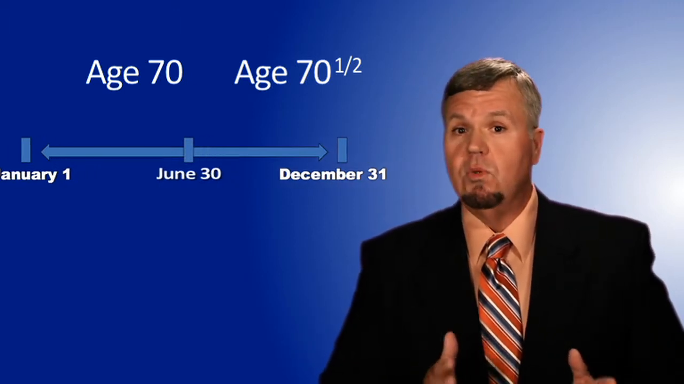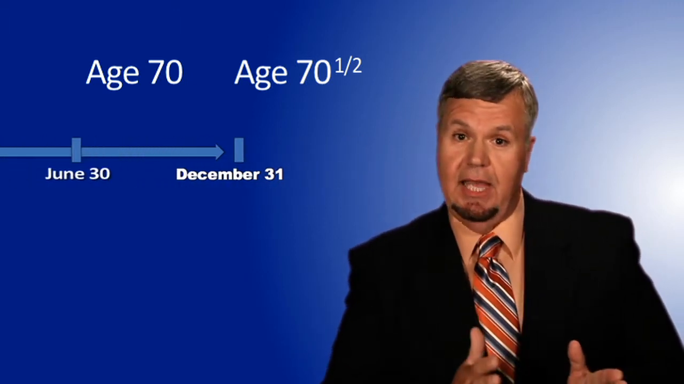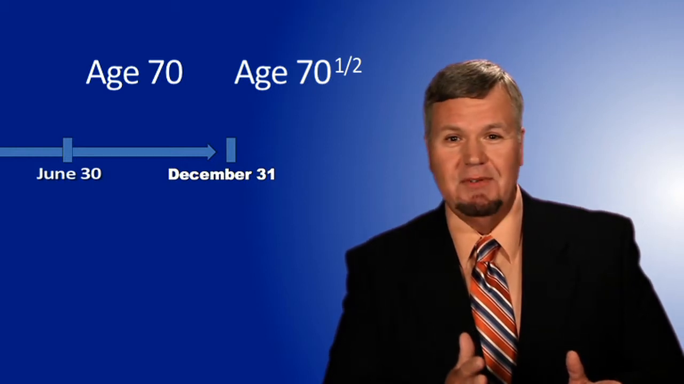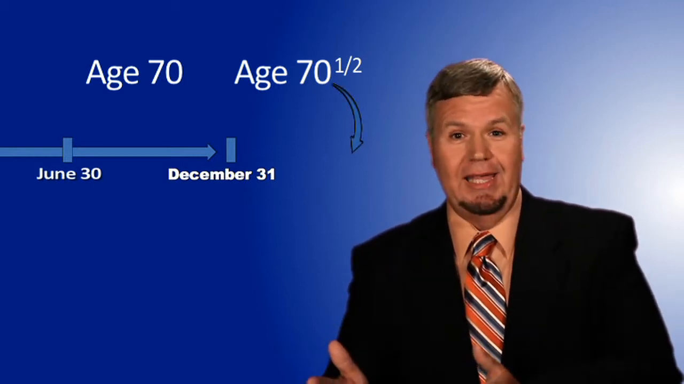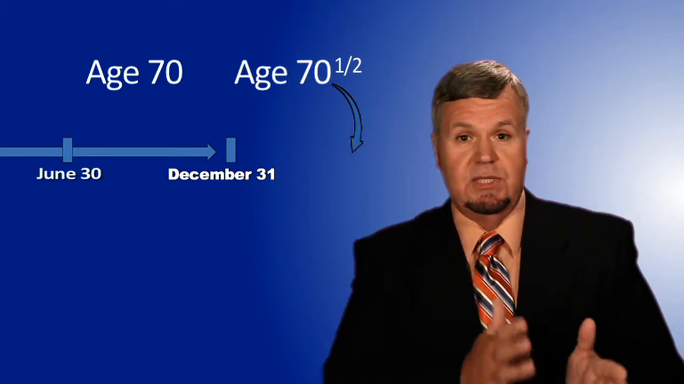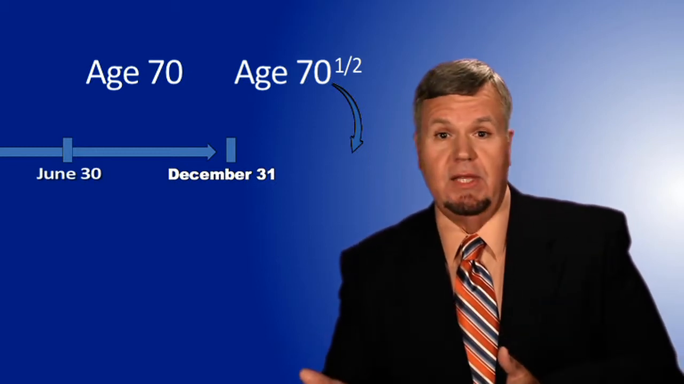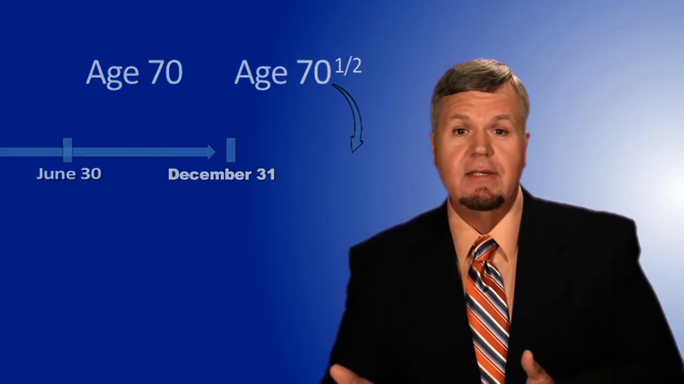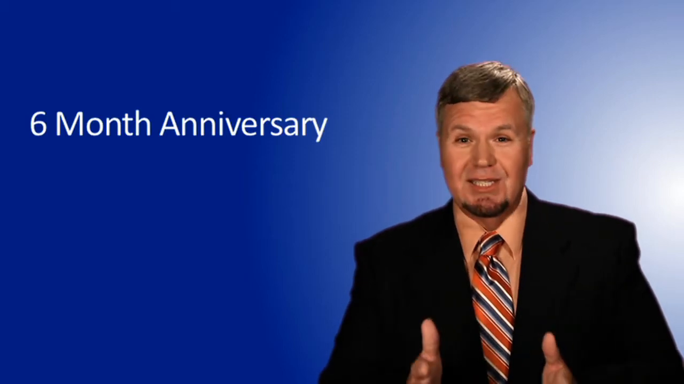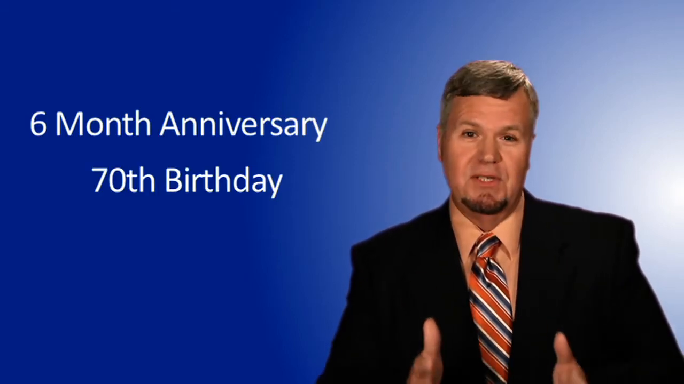However, if an individual was 70 between July and December, they're not going to reach age 70 and a half until the following calendar year. Because again, if I was 70 in July, I'm not going to be 70 and a half until the following January. So the 70 and a half is the 6-month anniversary of the 70th birthday.